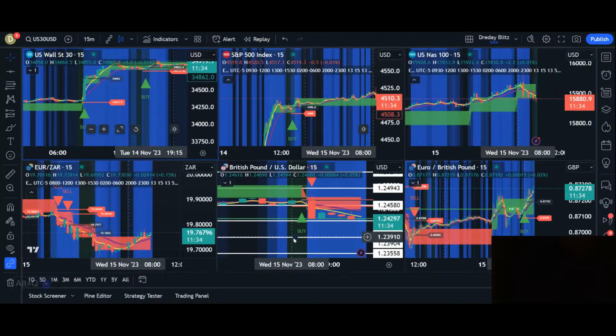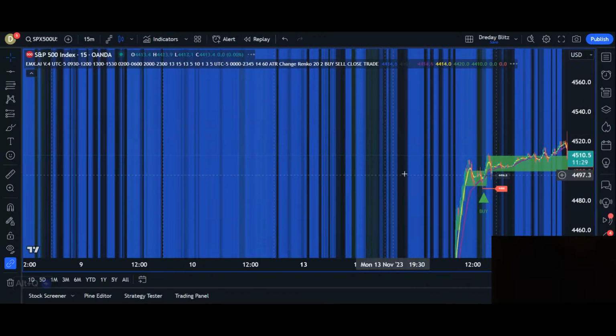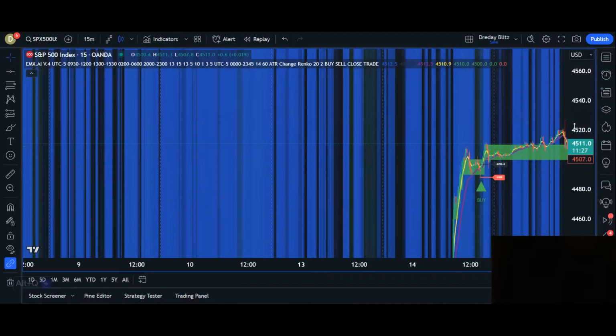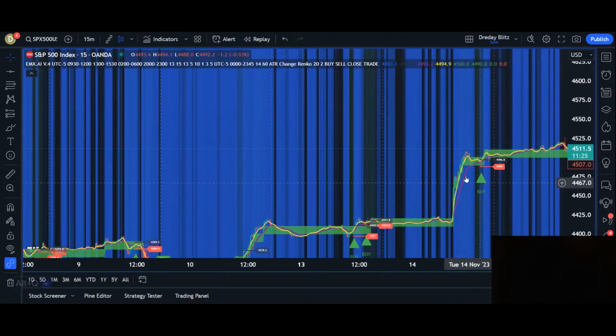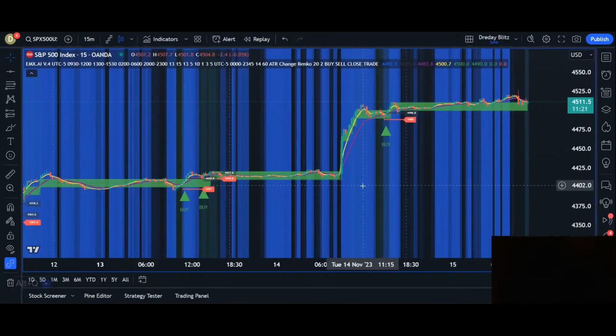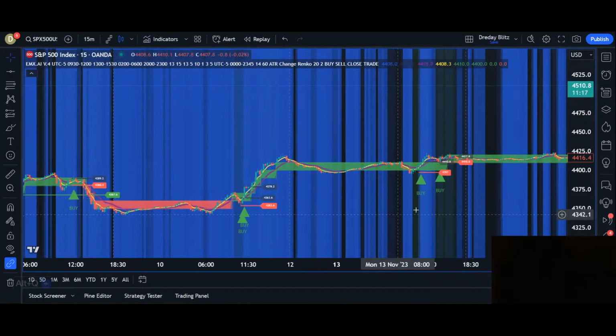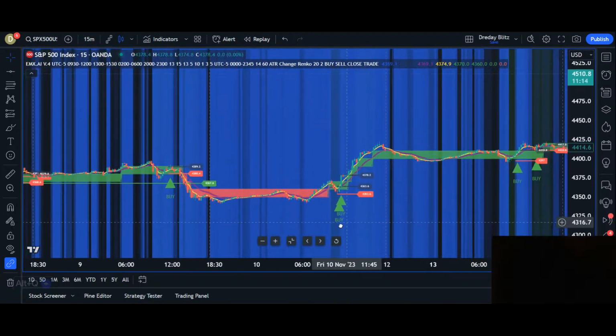So let's look at the S&P 500. This morning we had the CPI news at 8:30. So hopefully you took the time to look at the market and see exactly where it was going.